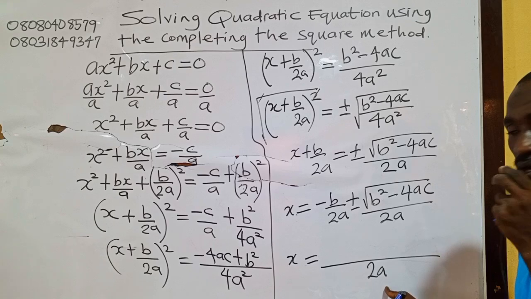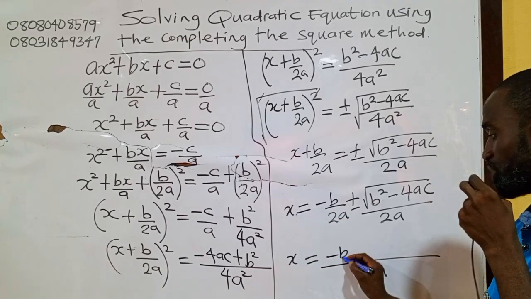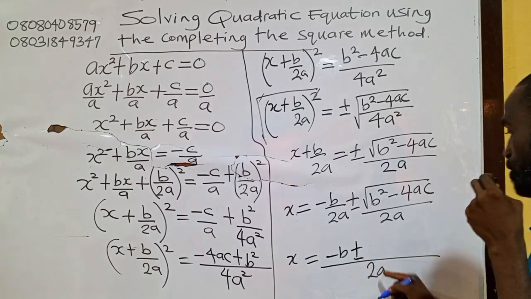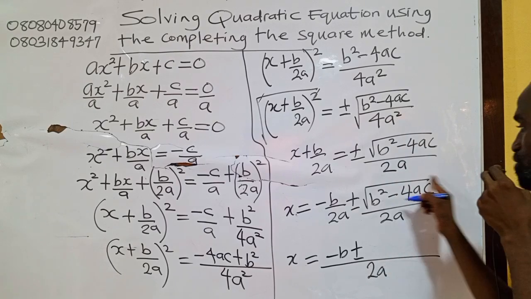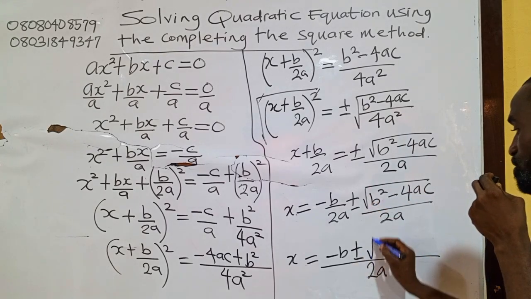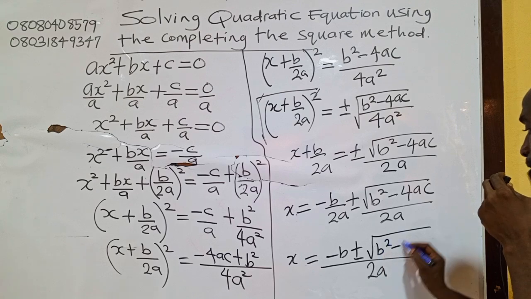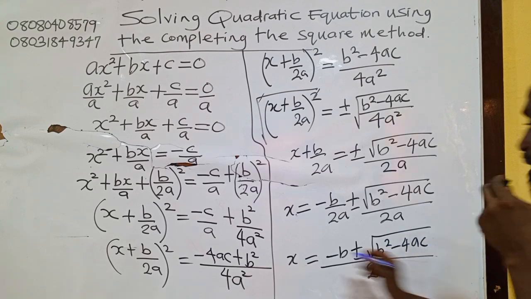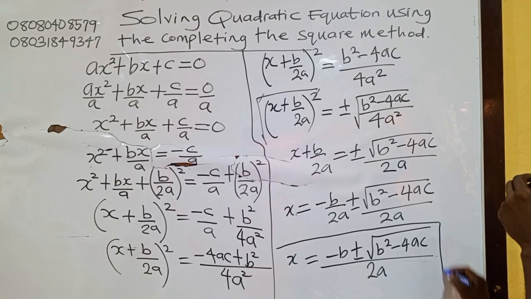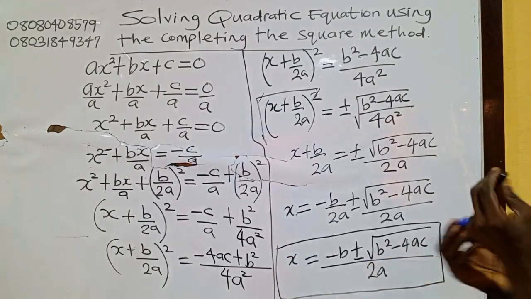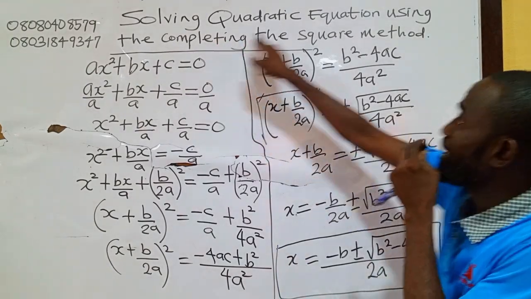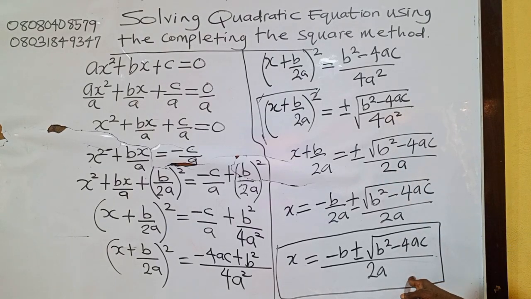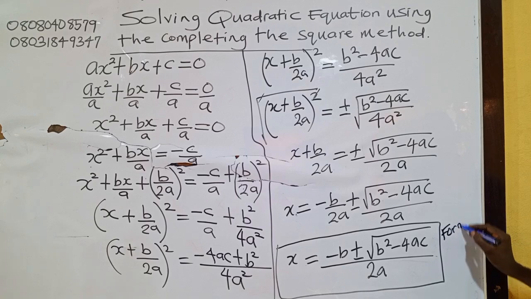2a into 2a, 1. 1 times minus b, so I have plus or minus. 2a into a, 1. 1 times root of b squared minus 4ac to give us root of b squared minus 4ac. So this formula here is what we call the formula method. So it means the completing the square method will lead to the formula method. Are you with me? So this is what we call the formula method, used to solve a quadratic equation.